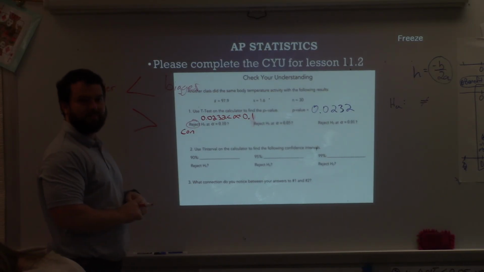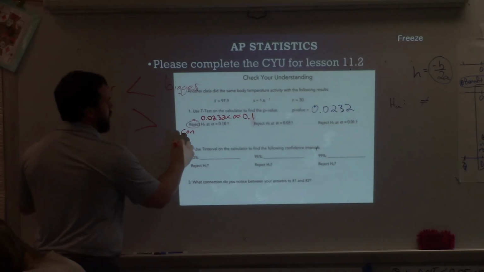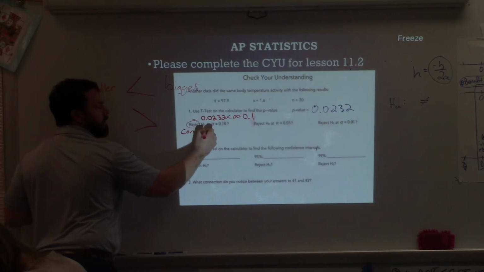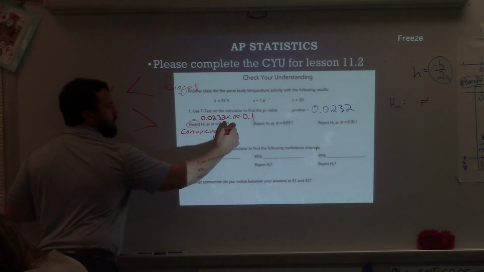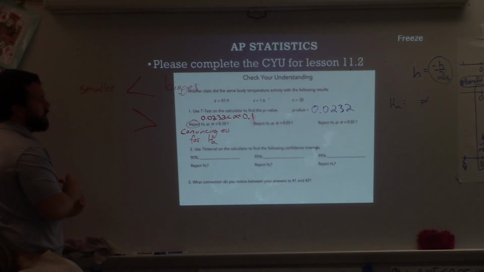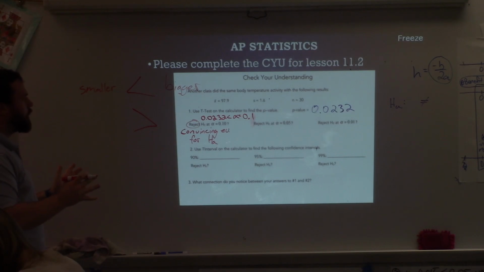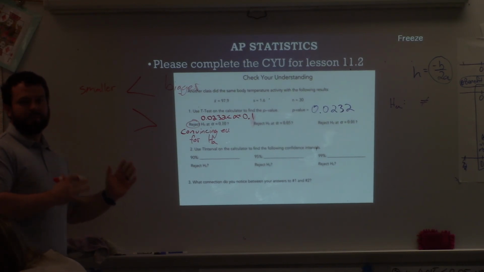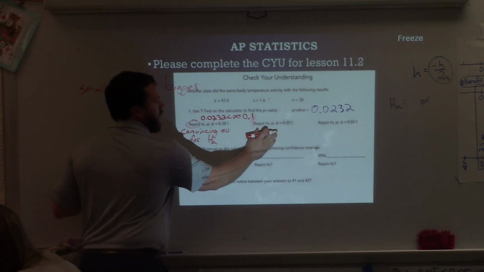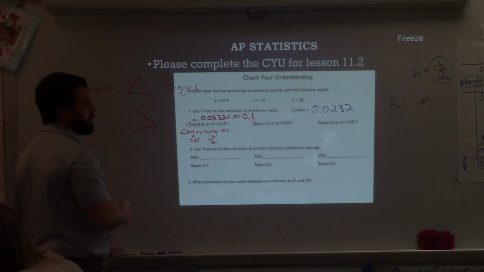When do we reject it? This is giving us convincing evidence for the alternative hypothesis, right? We want to work that out more, but why do we reject? We have convincing evidence for the alternative. Okay? At alpha equals 0.05.